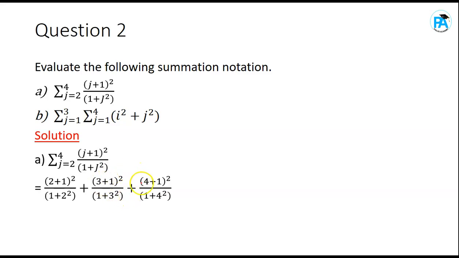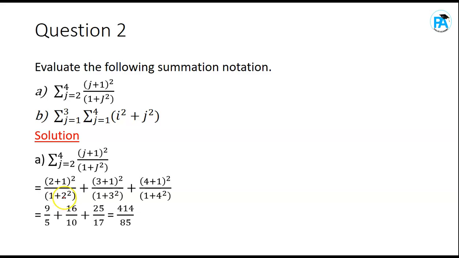Plus, then the last one is 4. You stop at 4. So 4 plus 1, all squared, divided by 1 plus 4 squared. Are you following? So that's how you do it, just substituting. And this gives you what? 2 plus 1 is 3, isn't it? 3 squared is 9. That's why I wrote the 9 here.